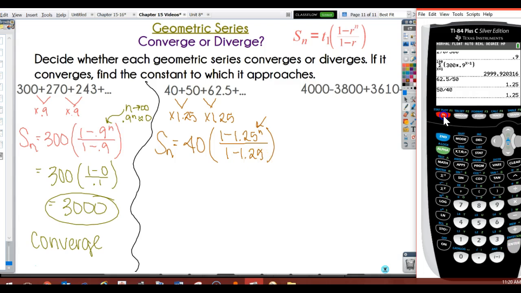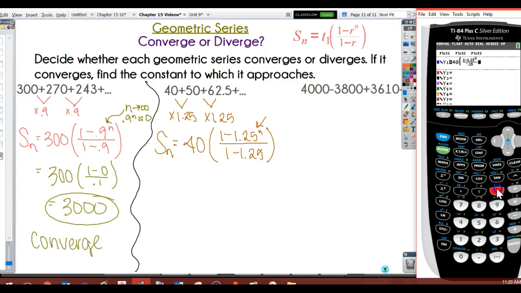And we could look at a graph just to verify this. So I'm going to go ahead and type this formula into y1 so we can actually see what's happening to the sum. I'm going to insert a fraction just to make sure that we get everything typed in correctly. Again, we're using x's instead of n's. And then 1 minus 1.25 is negative 0.25.